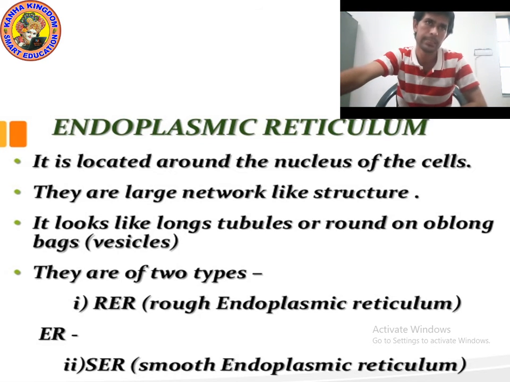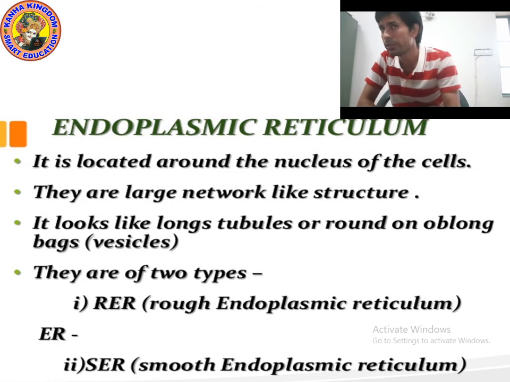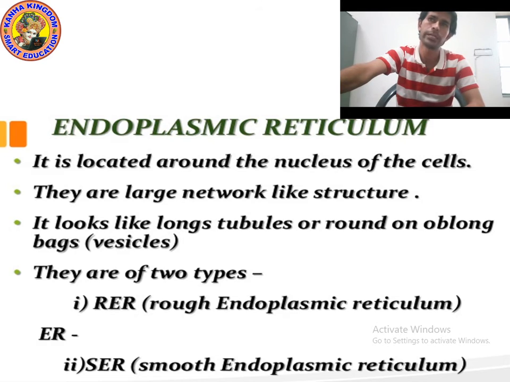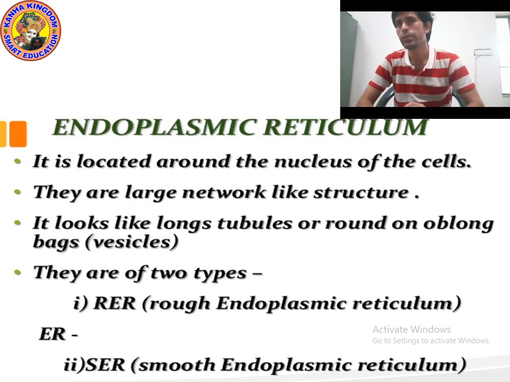Okay, next is the endoplasmic reticulum. The next organelle of the cell is the endoplasmic reticulum. It is located around the nucleus of the cell. Where is the endoplasmic reticulum found? It is located around the nucleus of the cell. Look again at the picture of the cell, kids. You will find the endoplasmic reticulum.